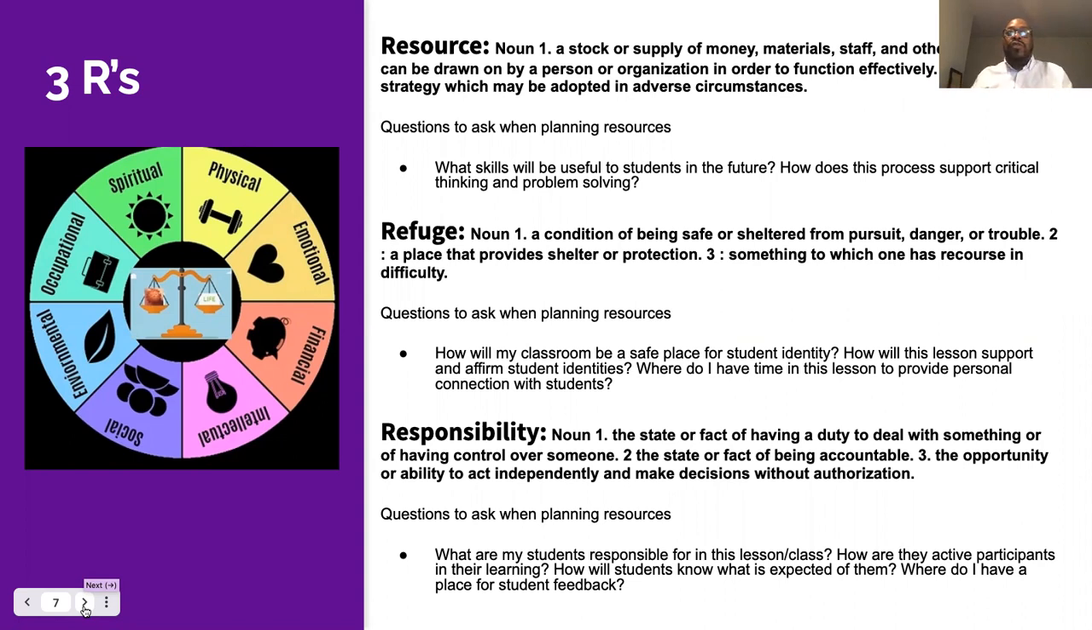But the other aspect of resource is, what are the soft skills that you are providing students through your activities and lessons in your class? Some of the things that you can really ask yourself are, what are the strategies of critical thinking and problem solving my students will get out of this lesson? What will they learn that they can take with them beyond learning The Great Gatsby or the Pythagorean theorem, right?